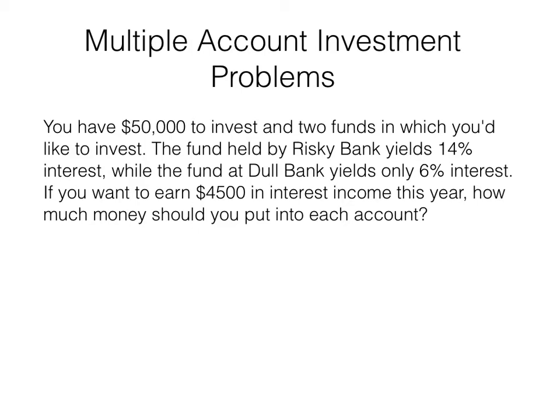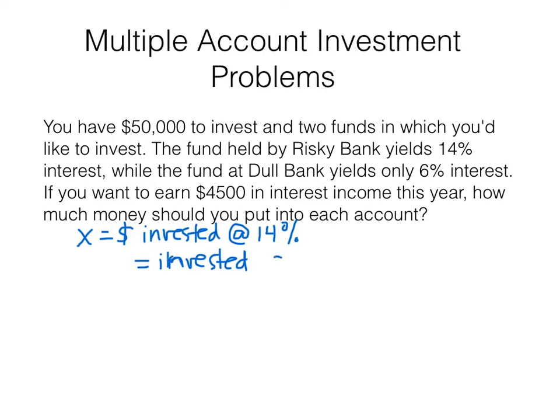If you want to earn $4,500 in interest income this year, how much money should you put into each account? All right, so this is quite a bit more complicated. So let's start by describing our unknowns. We're going to make X represent the money invested at 14%. And the money invested at 6%, we can't use a different variable. Can you think of a way?